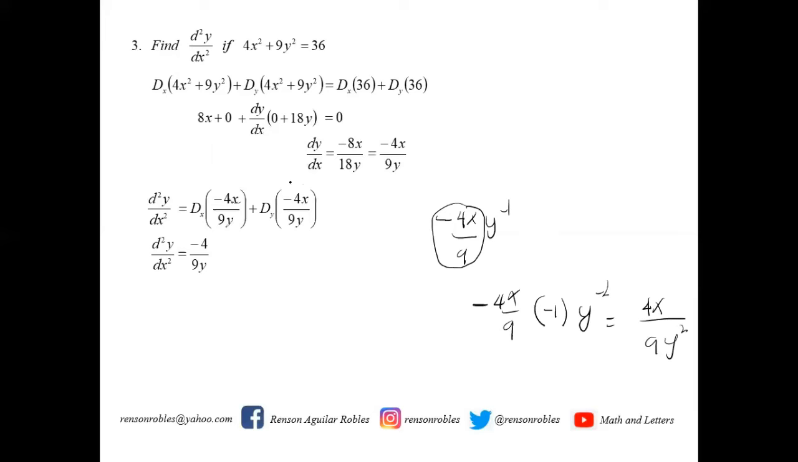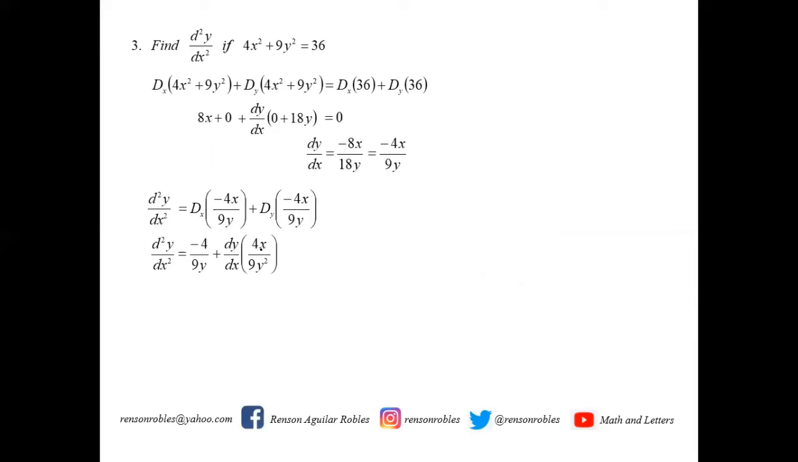And this is the derivative of negative 4x over 9y with respect to y, and we shall affix dy/dx. So that's positive 4x all over 9y squared. Since we have here dy/dx, we shall now replace dy/dx by negative 4x over 9y. Okay, and then to simplify, so that's negative 4 over 9y plus dy/dx being replaced by negative 4x over 9y times 4x over 9y.